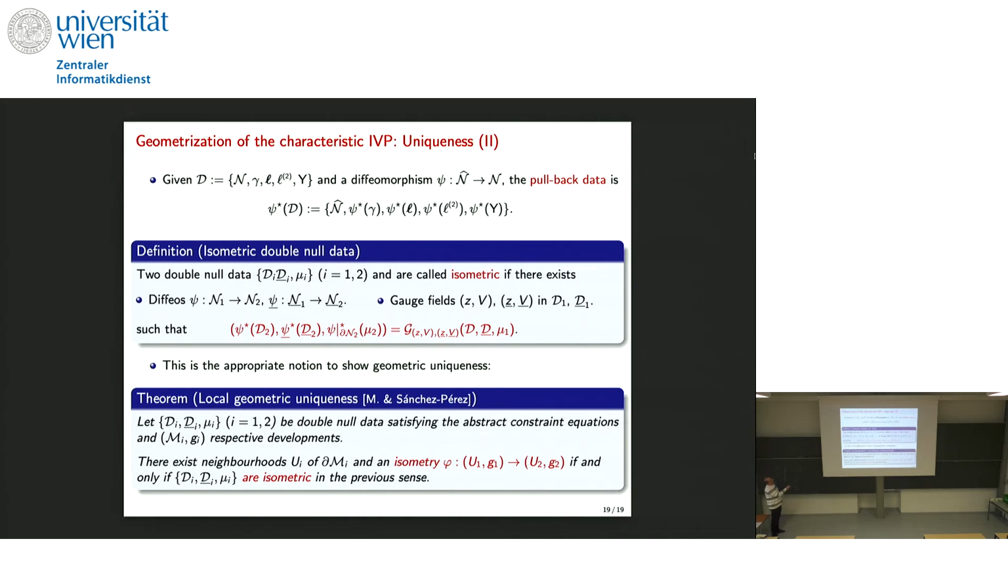So if you have two double null data which satisfy the constraint equations, and you have two respective developments of them, then the developments are going to be isometric on some neighborhood of the boundary if and only if the data that you gave me are isometric in this sense.